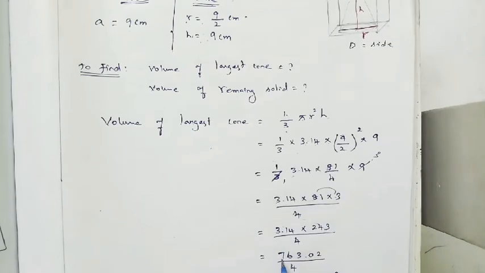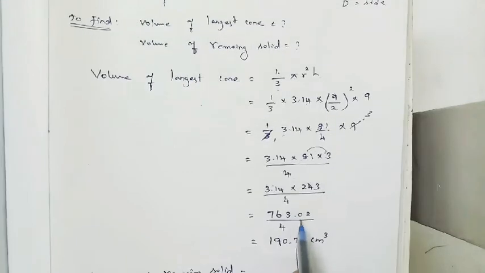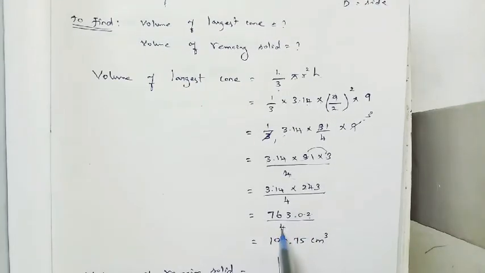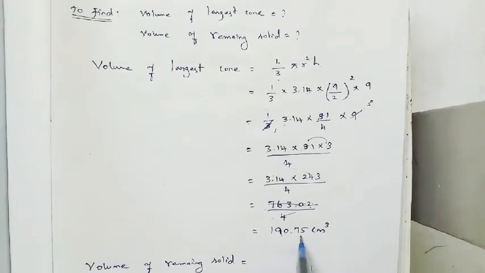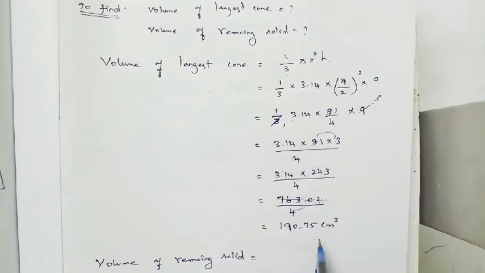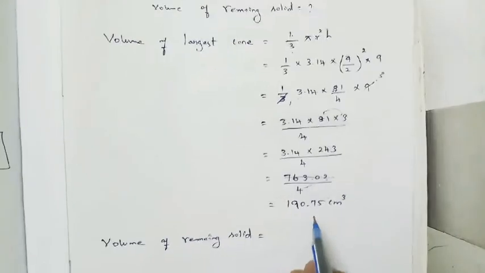243 into 3.14 is 763.02, divided by 4. While we are dividing by 4, we will get 190.75 centimeter cube.